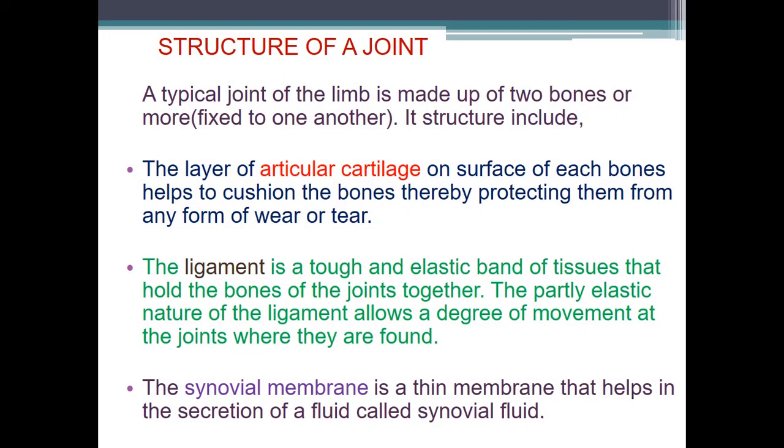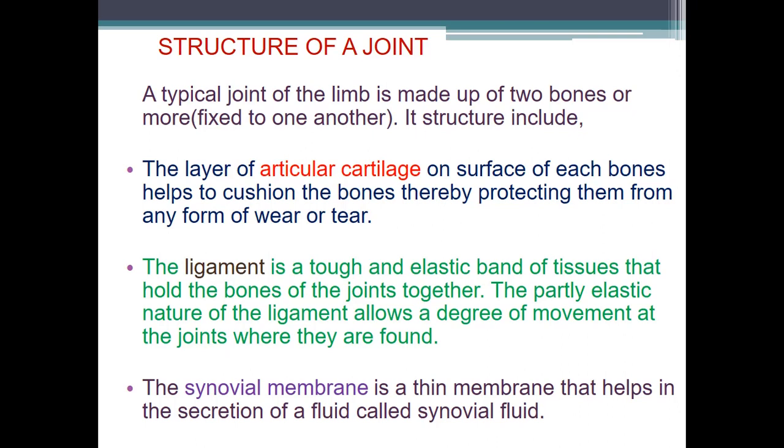Structure of a joint. Now, a typical joint of the limb is made up of two or more bones fixed to one another. But don't forget that these two bones are not directly touching each other. There is a very small gap in between them. Now, the structure includes the first part known as articular cartilage.